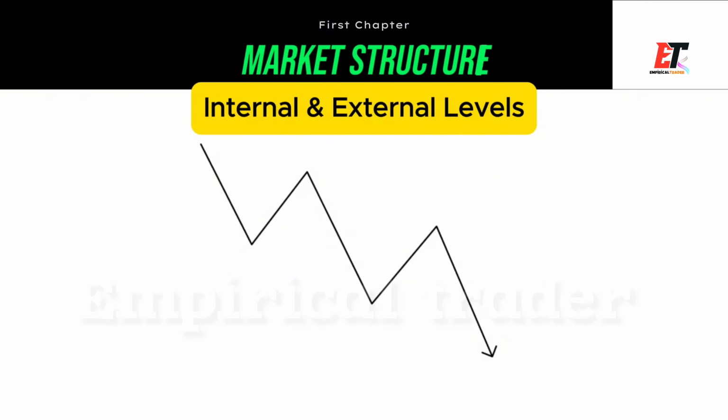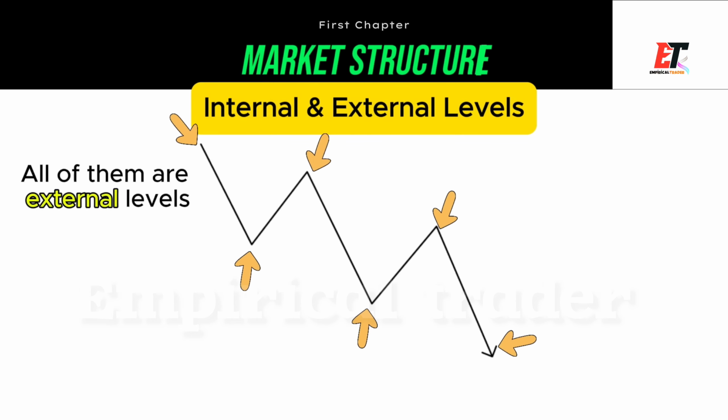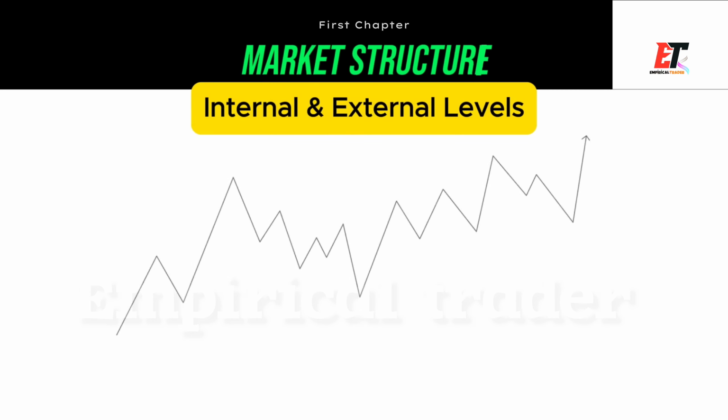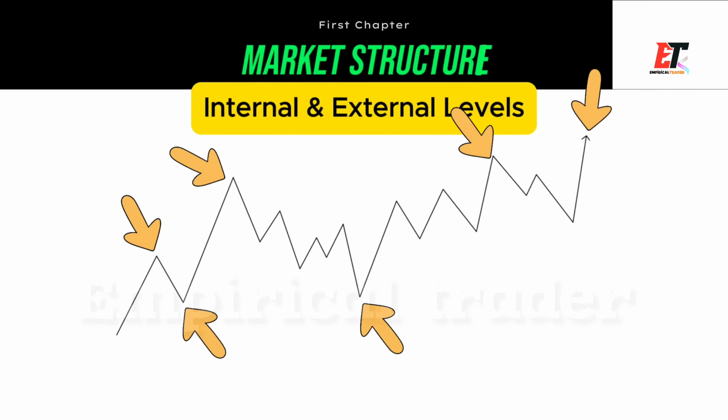Same goes for the simple downtrend. The only levels are the external levels, and they are each major high and low. Now let's look into the more complex price action. Upside, pullback, and break to the upside. First, let's identify the external levels. They are the same as the previous ones, meaning each major high and low.